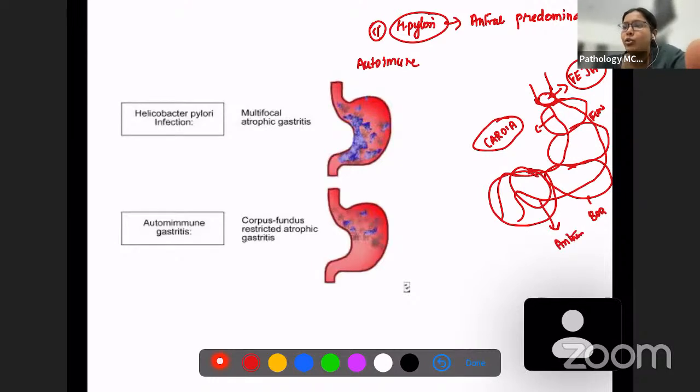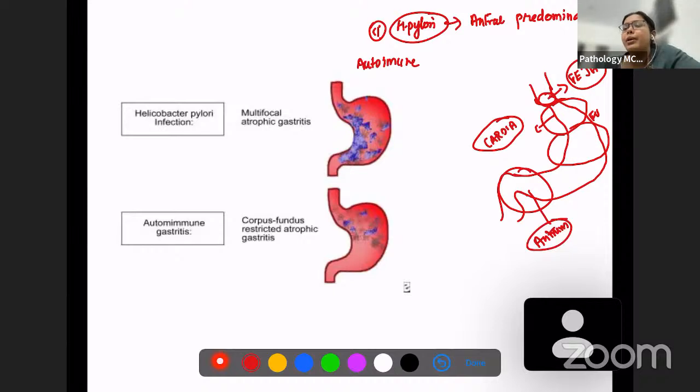Fundus and body are almost similar, and can be used alternatively. This is the fundus and body of the stomach. This is the antrum, and below the antrum we have the pylorus, which opens into the duodenum. So these are the parts of the stomach. Now we know the antrum is somewhere over here.